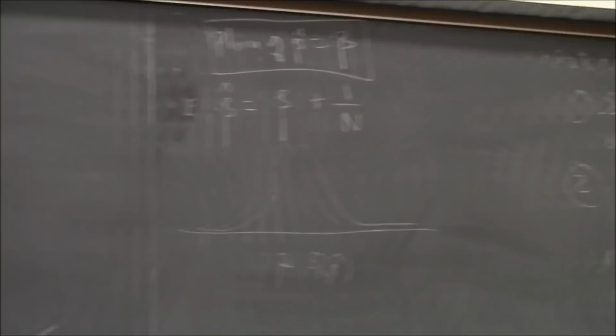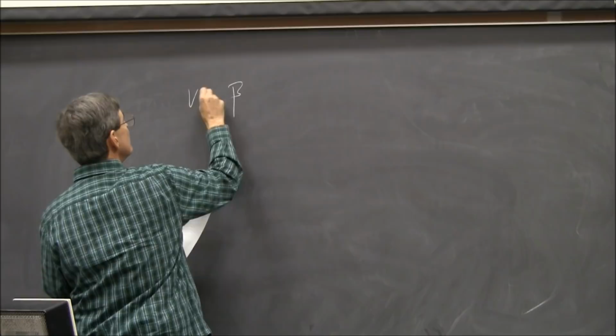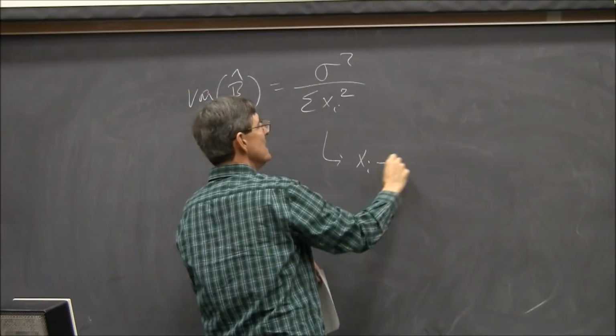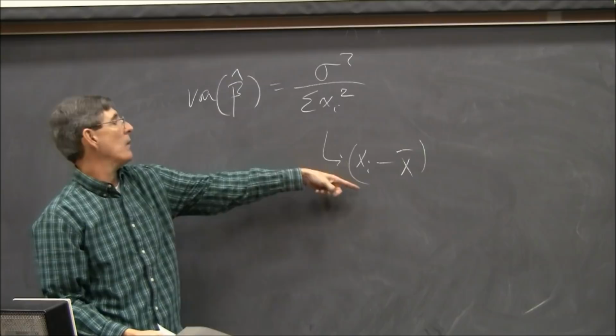The variance of beta hat that you all learned for OLS is sigma squared over the sum of the xi squared, where this is xi minus x bar. That's supposed to be a little xi. You could write it that way if you want. But that's the variance you learned for OLS.